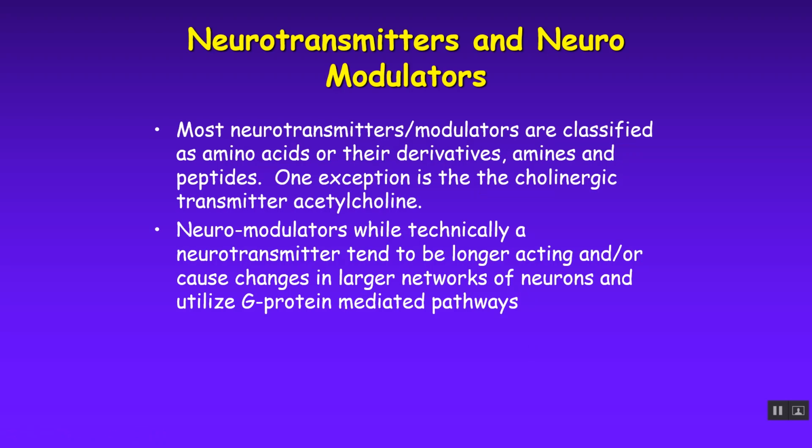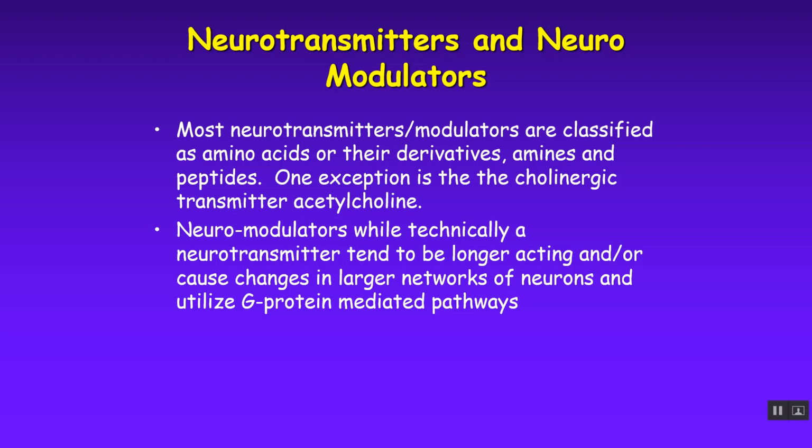So, neurotransmitters and neuromodulators. Most of these neurotransmitters or modulators are classified as amino acids or their derivatives, which are amines and peptides. One exception is the cholinergic transmitter acetylcholine. So that's one exception to that general rule.